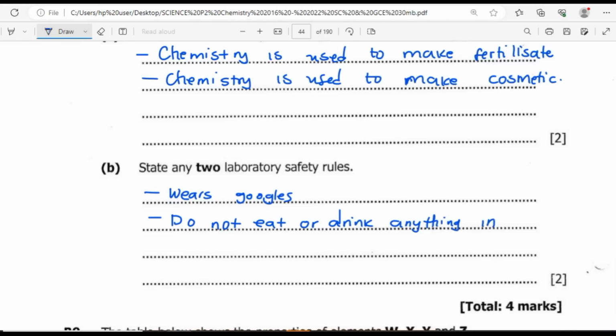In the laboratory, there are so many laboratory safety rules, like avoid running, and do not do anything without the supervision of someone in charge. So that is the point here.